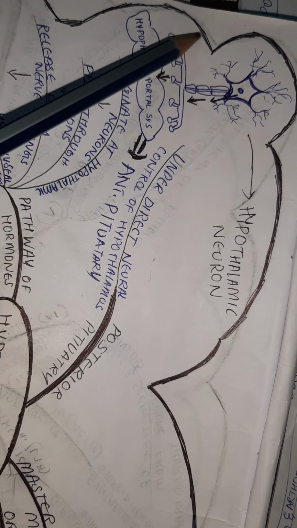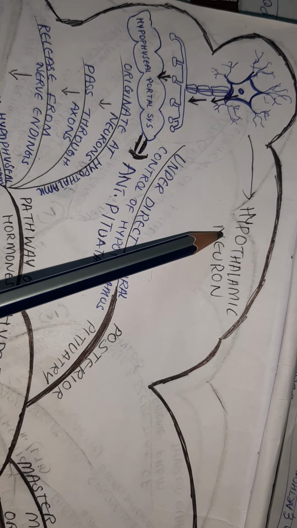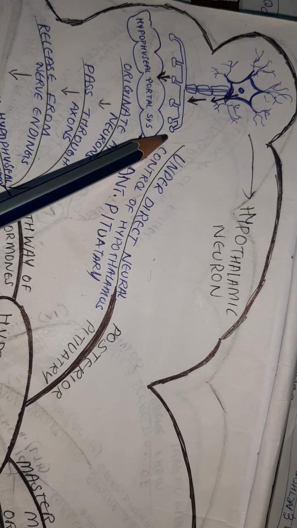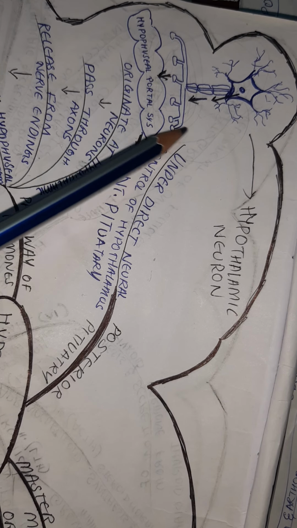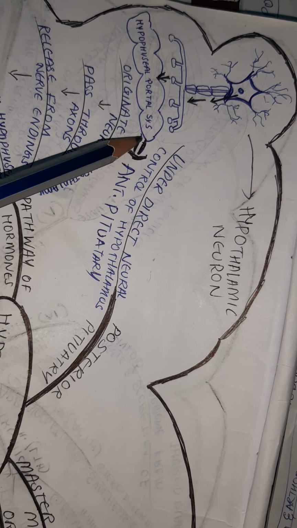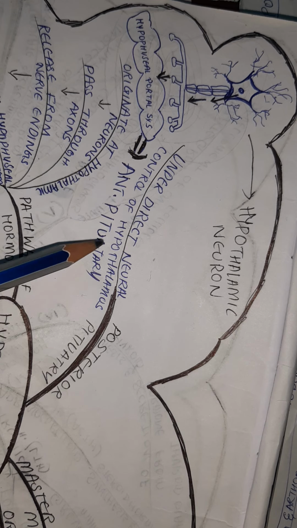If we understand through this diagram, first this is a hypothalamic neuron. They originate, they start from the hypothalamic neuron, and they travel through the axon. Then they end up here. What is this? Nerve endings. These are the endings of a particular nerve. They end up here and they reach the pituitary through what? A portal system, which is known as hypophyseal portal system. Which pituitary gland? Anterior pituitary gland.